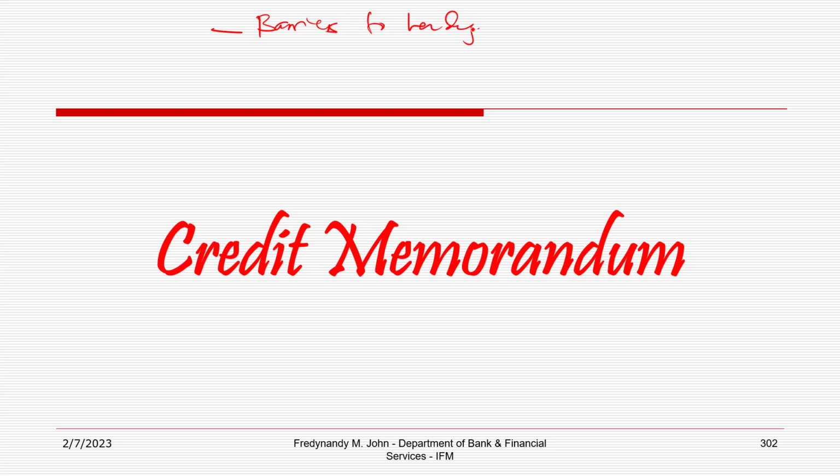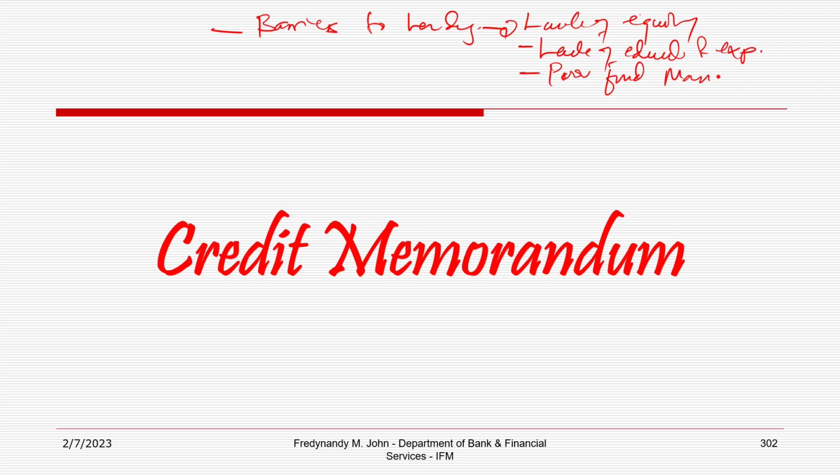Barriers to lending. And one of the issues that was there is lack of equity. Again, there was an issue of lack of education and experience, without forgetting poor fund management. Good. So these are not only limited to this, there can be some other factors, but these are some of the factors that can make someone's proposal to be declined by the bank.